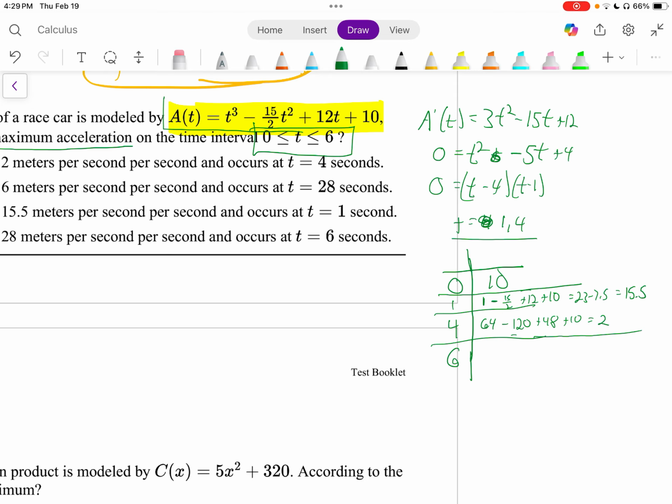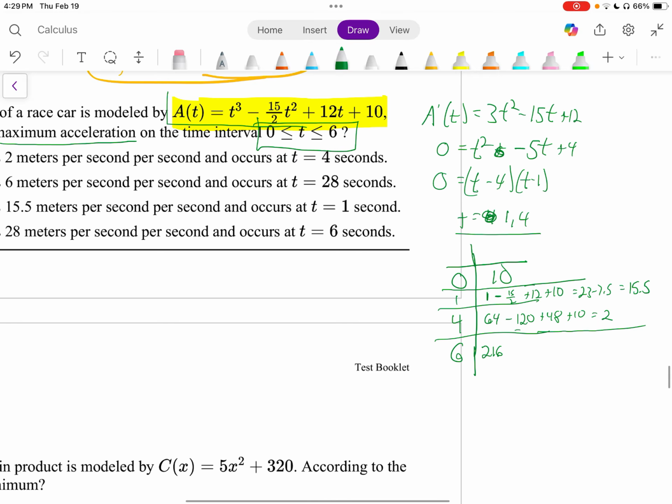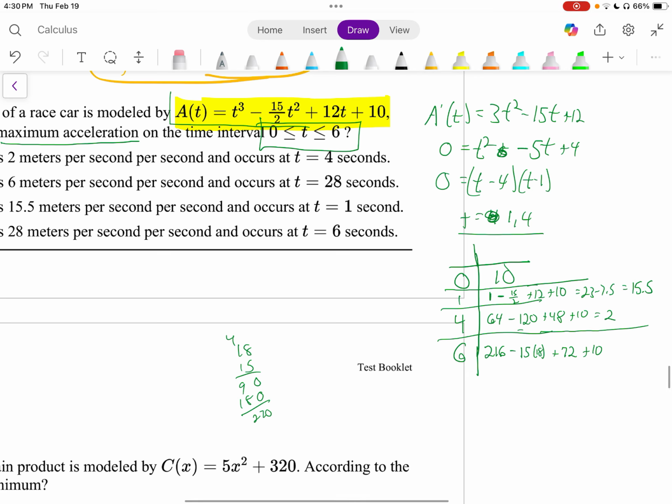And then plugging in our last one, 6. 6 cubed, 6 times 6 times 6 is 216. Minus 6 squared is 36, canceling with 2. This is 15 times 18. Plus 12 times 6 is 72. Plus 10. 15 times 18 is 270. So we got 216 plus 72 plus 10. That's 298 minus 270 is 28. So this is 28. So our maximum is 28.